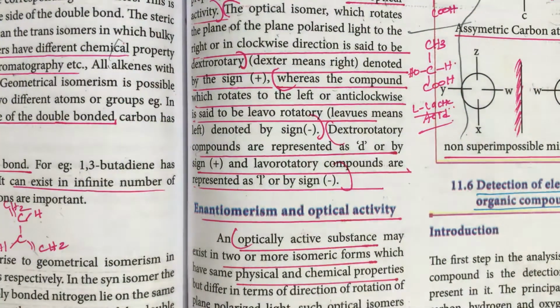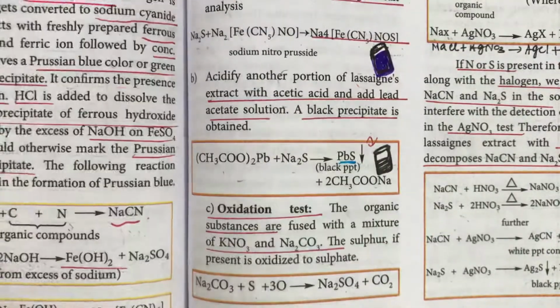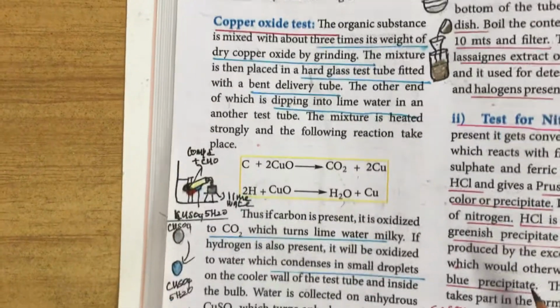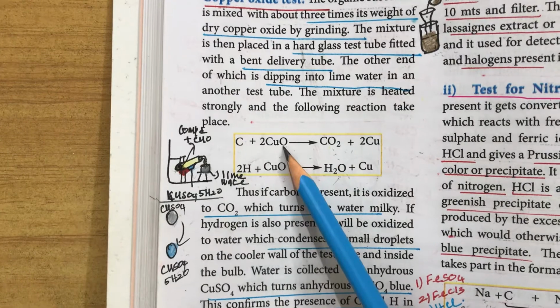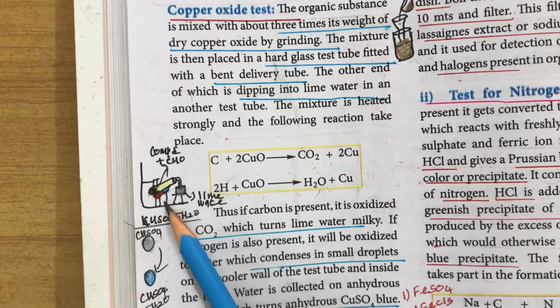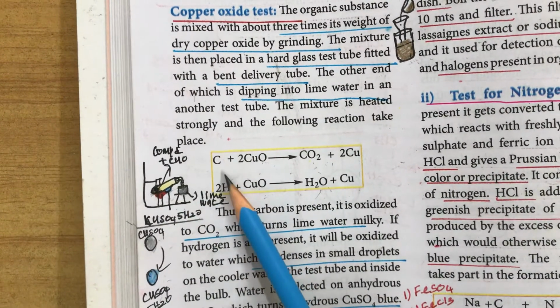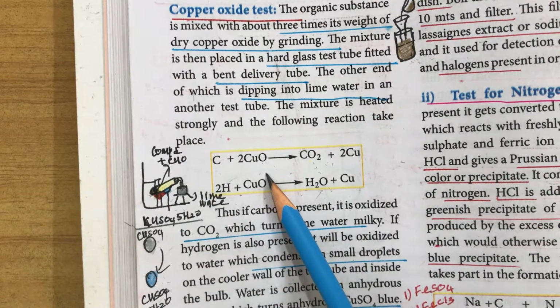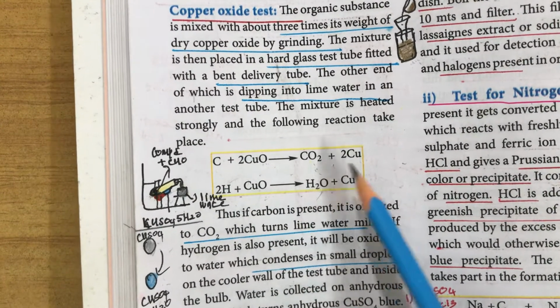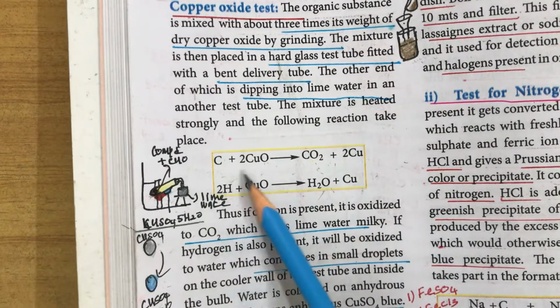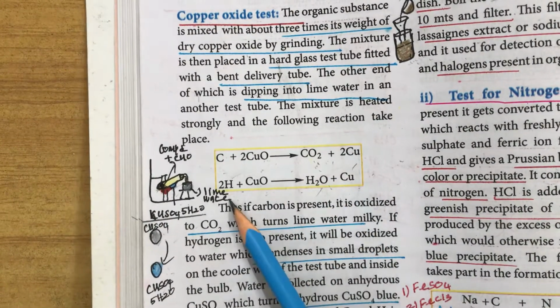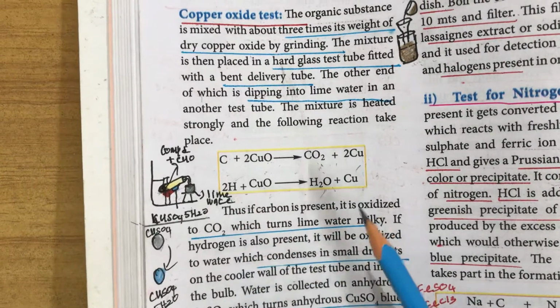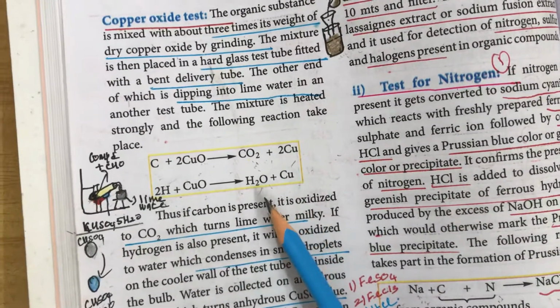How to detect elements present in an organic compound? The first one is detection of carbon and hydrogen in an organic compound. To detect the carbon and hydrogen present in an organic compound, it is heated with copper oxide in a bent delivery tube. Carbon present in the organic compound reacts with the copper oxide, forming carbon dioxide and copper. It reduces copper oxide into copper and itself oxidizes to carbon dioxide. Also, hydrogen reduces copper oxide into copper and itself oxidizes to water.